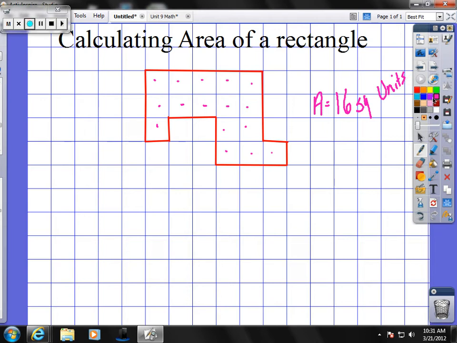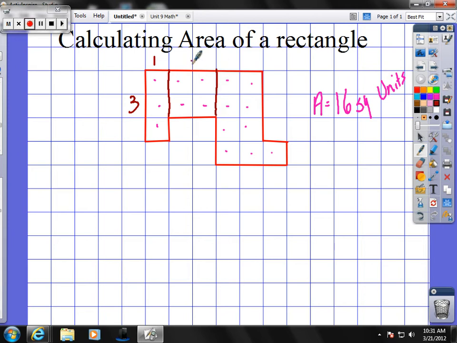A very easy way to do this is I could split this whole object up into rectangles. I can go like that. Let's choose a different color. I don't like that one. Let's maybe go brown. There we go. So there's a line. So this is a rectangle that is now a 3 by 1.